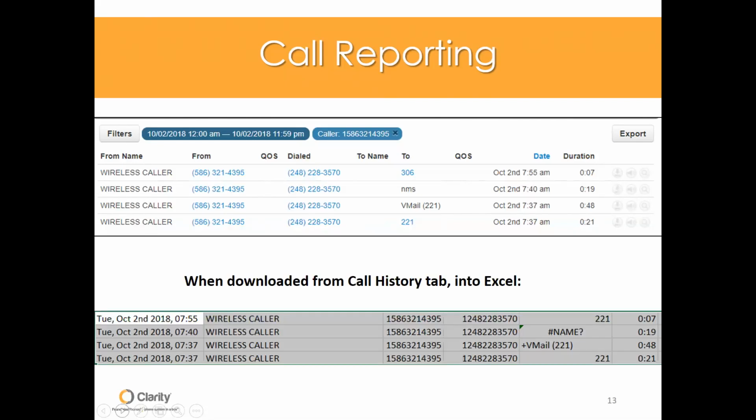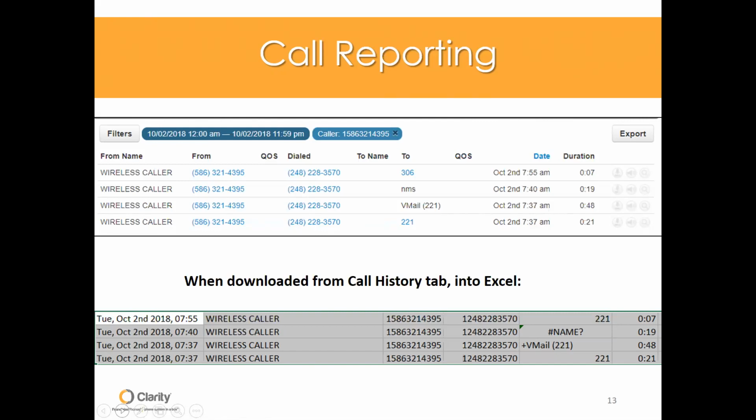So for example, those same 4 calls I exported to Excel. Let's start with the bottom call at 7:37 in the morning. What do you think happened with this call? It was answered. Yep, good. So it was answered, and exported, it's got the same information, answered, 21 seconds long.